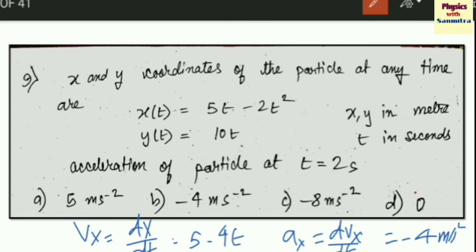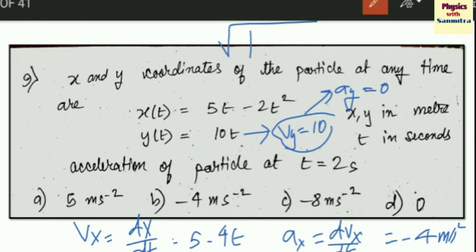Now see y equals 10t. If we differentiate it once, that will be vy, that will be 10. And since vy is constant, if I again differentiate it, ay will come as 0. See, ax is minus 4 meter per second square, ay is 0. So I can find the magnitude, that is very simple. You don't need to do it actually. Minus 4 whole square plus 0 square, that will be 4 only. So 4 meter per second square, that is the acceleration.